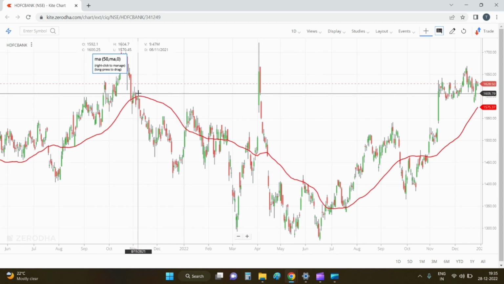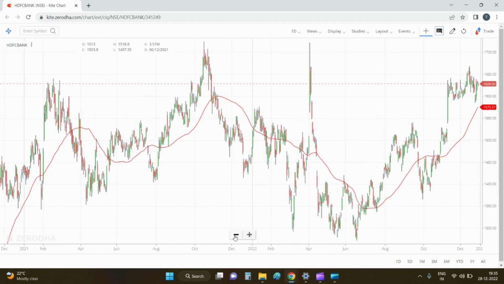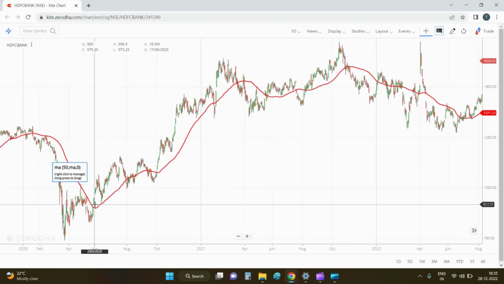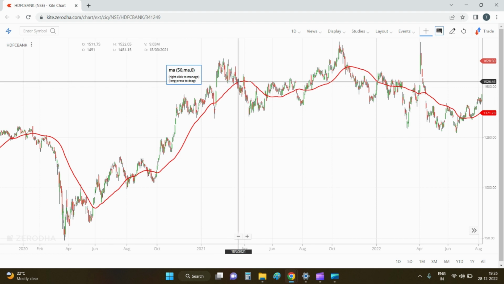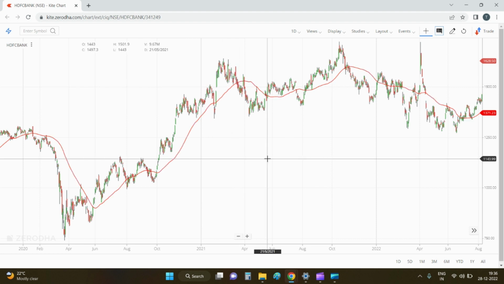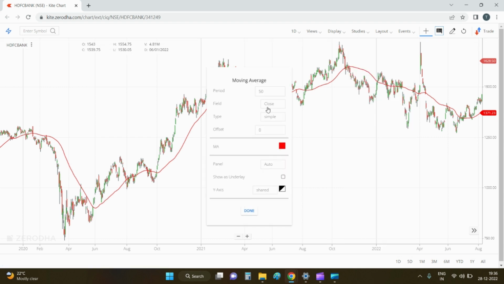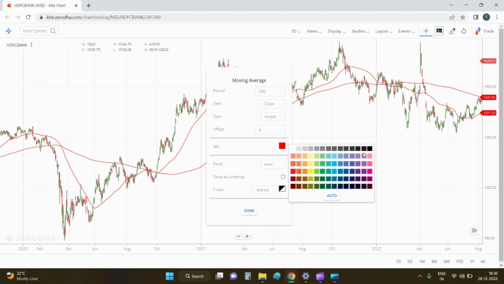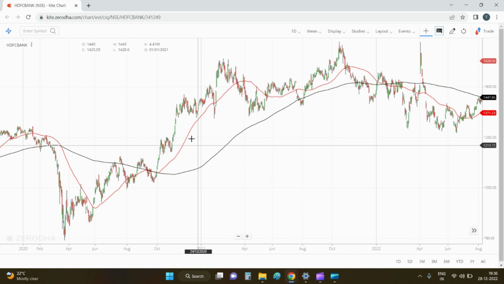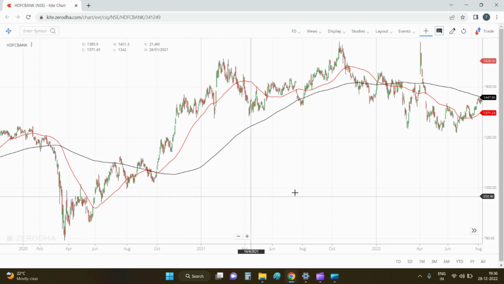Basically moving average is a trend defining indicator. So it shows the trend. Suppose if we go along this, it is showing a nice uptrend in this chart. Many traders use this moving average to define entries and exits as well. Some traders also use crossovers of different moving averages. Suppose we add one more moving average here, the 200 days moving average, and we'll make the color of the 200 days black. This black is the 200 days moving average and red is the 50-day moving average.